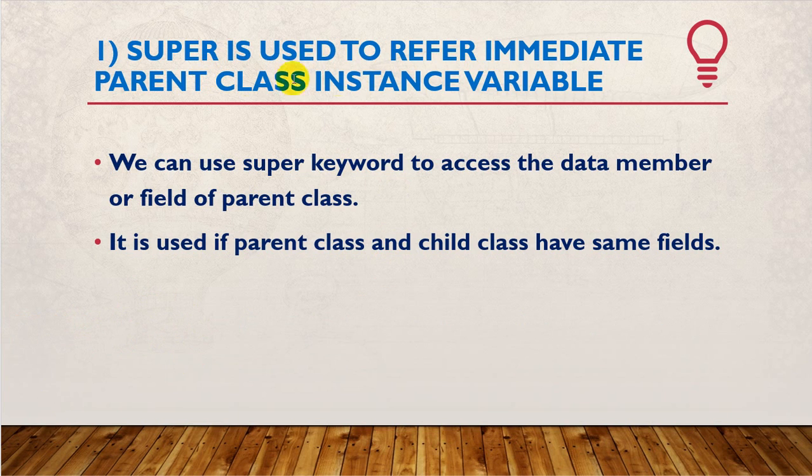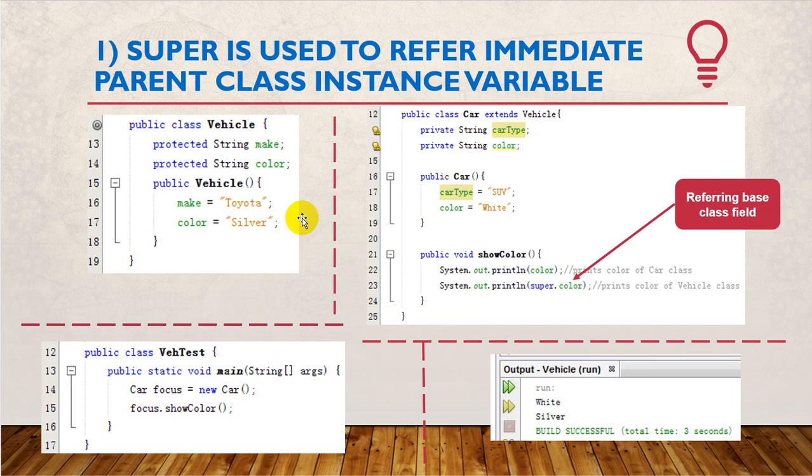First of all, using super to refer to the immediate instance variable. That is the variable we are referring to. Let's discuss it with this example. We have a class Vehicle. This class has two members, make and color. These are the two data members. We have this default constructor in which the make and the color are both being initialized, right? We have another class, Car, that is extended from Vehicle, so this is the parent class and Car is the child class.